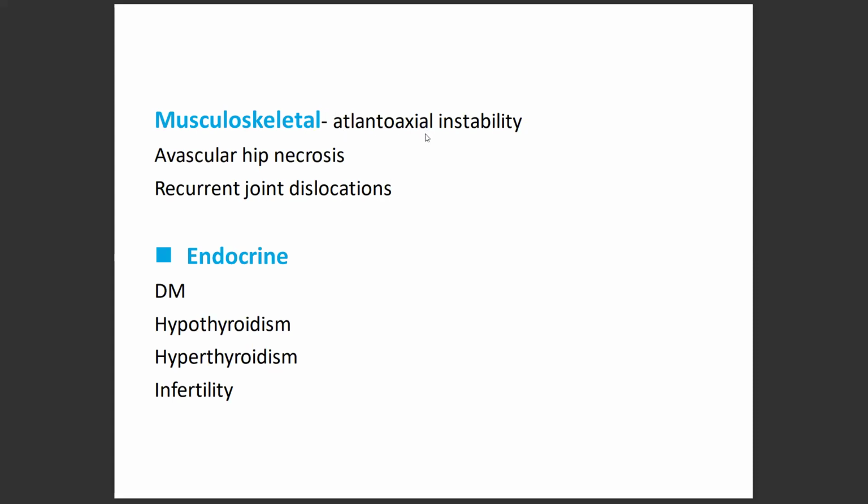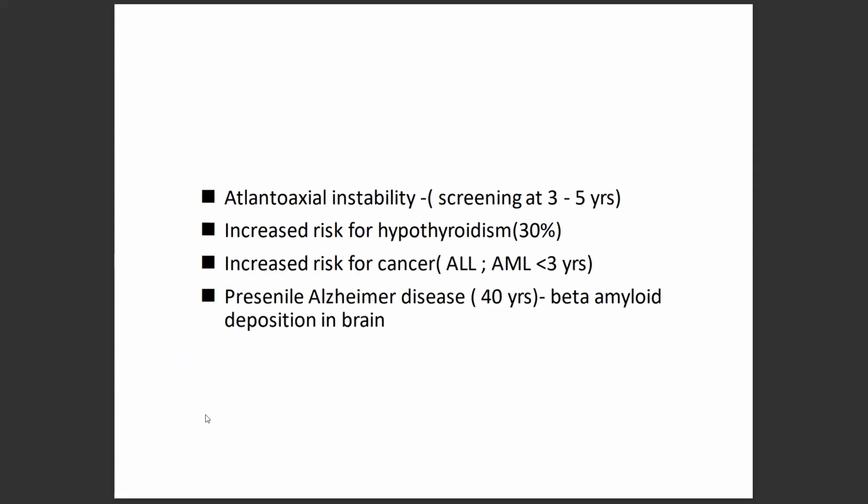Musculoskeletal, there will be atlantoaxial instability, avascular hip necrosis, and recurrent joint dislocations. And endocrine, we have diabetes mellitus, hypothyroidism, hyperthyroidism, and infertility. And for the atlantoaxial instability, we have to screen at 3 to 5 years of age, and there is an increased risk for hypothyroidism and increased risk for cancer.